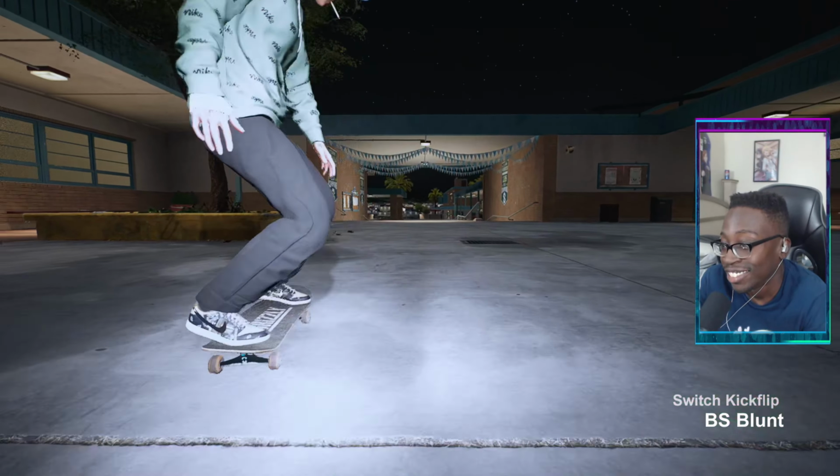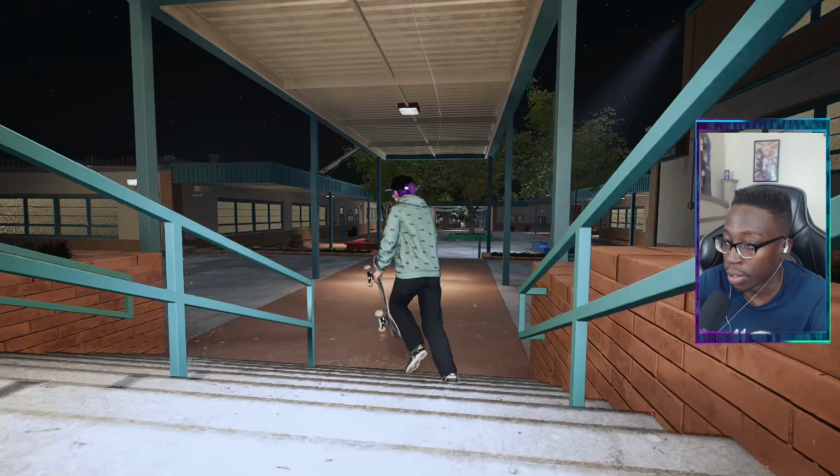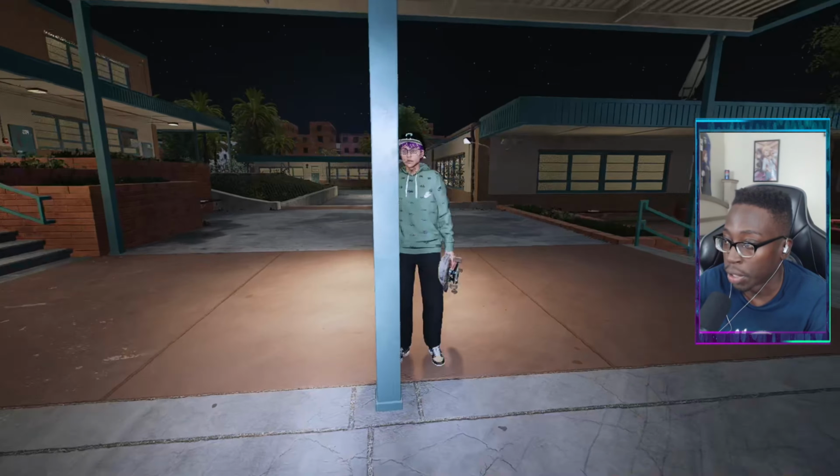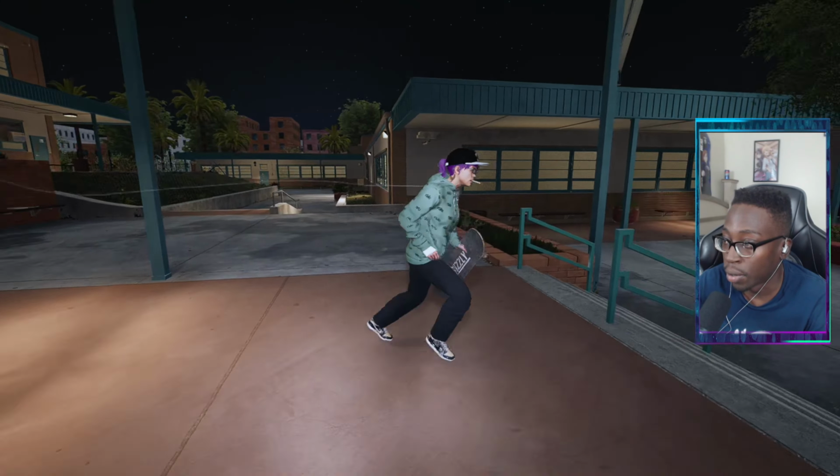They could take the entire game and port it, take all the animations in the game for the character's body, and take all the maps and all the gear and all that stuff. They could take all that, but they would still have to completely rebuild the skateboard physics from the ground up.